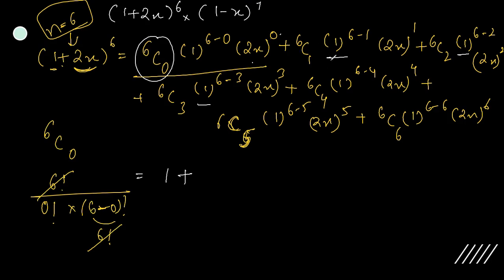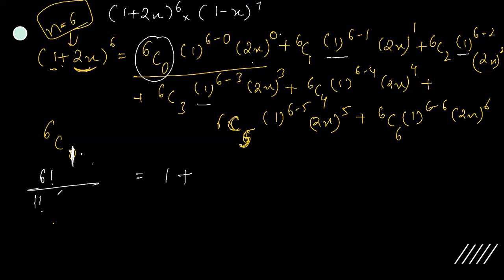Now let's move towards 6C1. So it is 6 factorial divided by 1 factorial and 6 minus 1 factorial, right? 1 factorial is 1 only. 6 minus 1 is 5, so 5 factorial. Now I have to open this factorial till 5. So 6 multiplied by 5 factorial. How are you opening the factorial? By just multiplying the preceding values with that value. So 5 factorial cancels out. So what is left? Only 6 over 1, that is 6. 1 raised to the power something is 1. 2x raised to the power 1 is 2x.